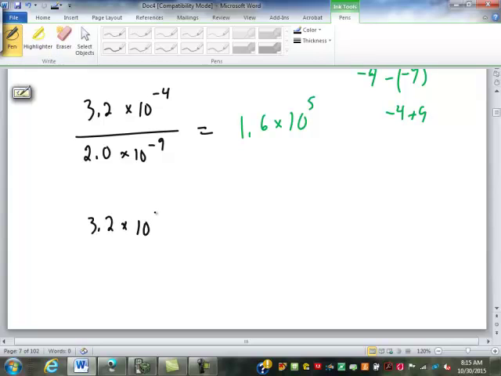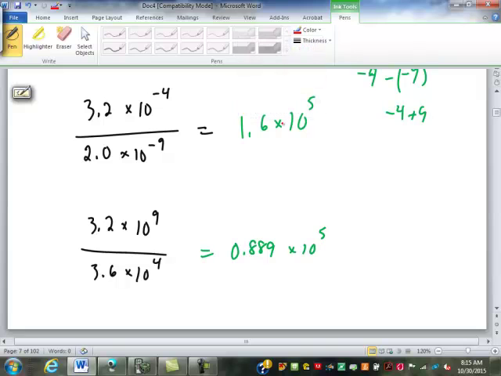2.2 times 10 to the 9th divided by 3.6 times 10 to the 4th. I don't know why I'm stuck on 10 to the 5th in my answer, but that's okay. We're going to divide 3.2 divided by 3.6. 0.888, we're going to go 0.889 times 10 to the 5th. 9 minus 4 is 5.